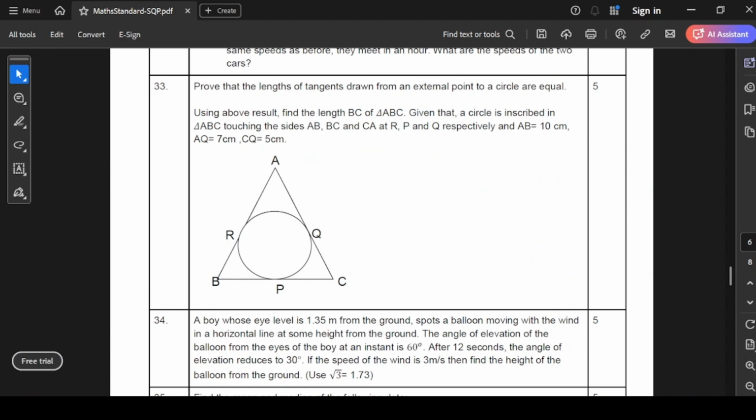Using the above result, find the length BC of triangle ABC. Given that a circle is inscribed in triangle ABC, touching the sides AB, BC and CA at R, P and Q respectively, and AB is equal to 10 centimeters, AQ is 7 centimeters and CQ is equal to 5 centimeters.